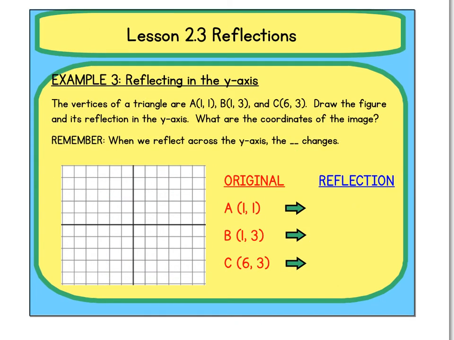Now the directions are going to have us reflect across the y-axis. When we reflect across the y-axis, remember that the x is the one that changes this time. So I've got 1, 1. I'm going to go ahead and plot that. I have 1, 3, so 1, 1, 2, 3. And 6, 3. 1, 2, 3, 4, 5, 6. 1, 2, 3.